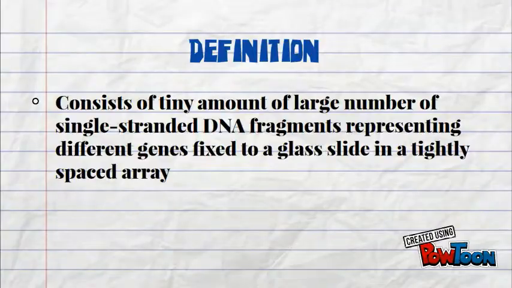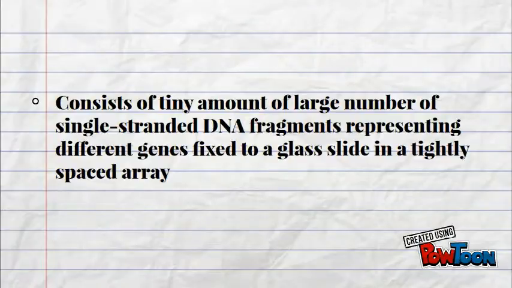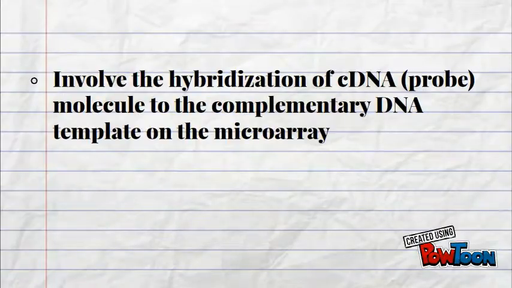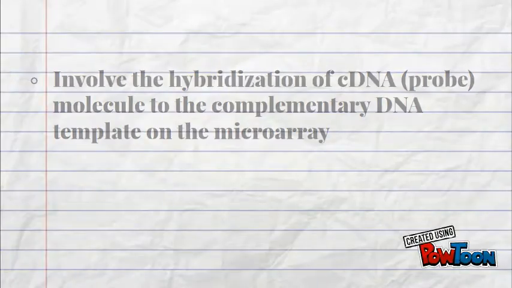What is microarray? Microarray is used for genome-wide expression studies, and it consists of tiny amounts of a large number of single-stranded DNA fragments representing different genes fixed to a glass slide in a tightly spaced array. It involves the hybridization of cDNA molecule to the cDNA template, and the expression level of genes is indicated by the amount of cDNA hybridized to the DNA template.